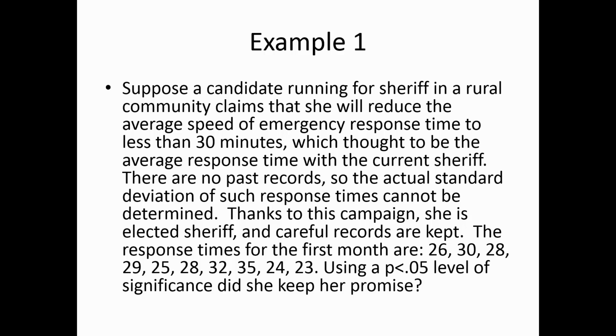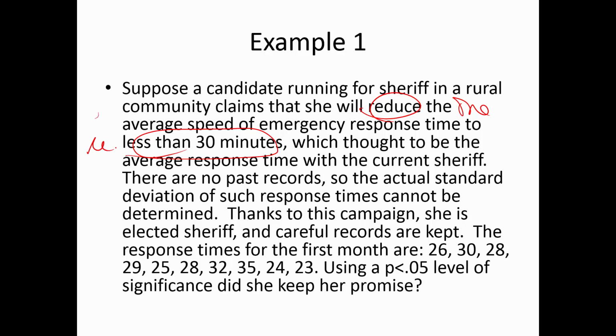So I have an example here where a candidate is running for sheriff who claims they're going to reduce the average speed of emergency response times. So we definitely already know that this is going to be a one-tailed test, wanting to reduce them to less than 30 minutes, because 30 minutes is assumed to be the previous time. So that makes this mu.